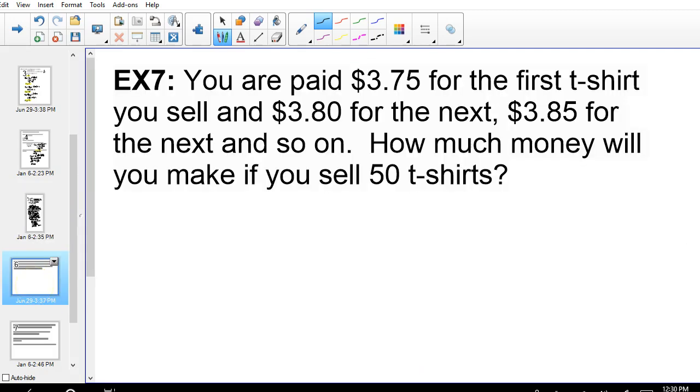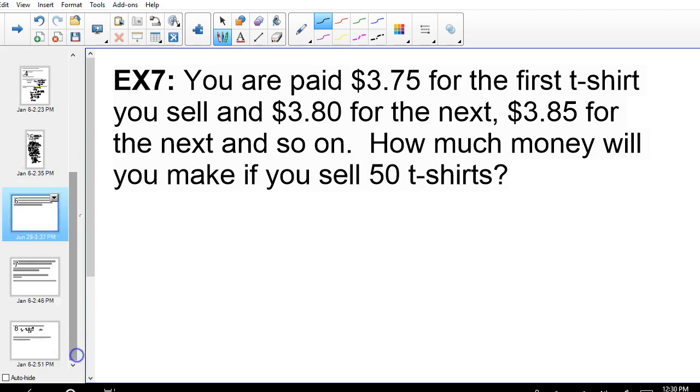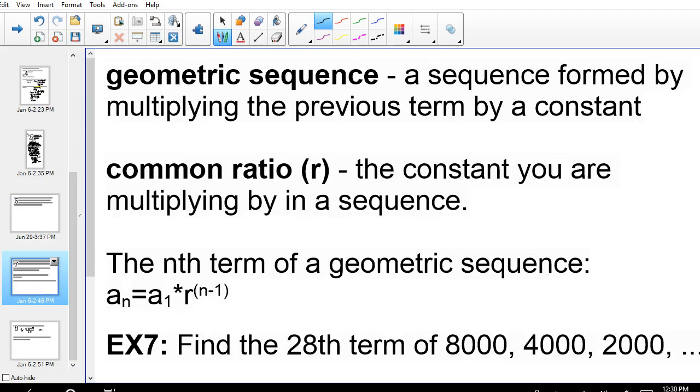All right, we're going to skip 7 for right now because 7 is just like the first part of the one we just did, and I want to make sure we get through this and you have a little bit of time to work on these. So we're going to skip 7 for right now.